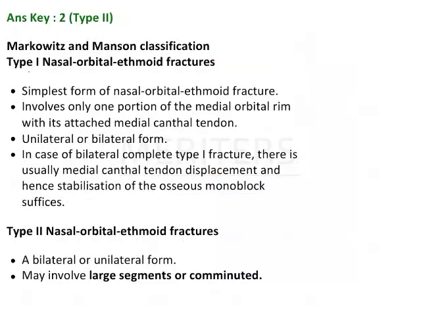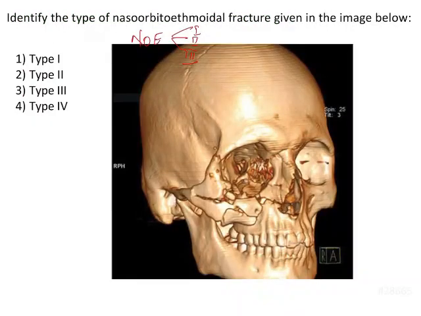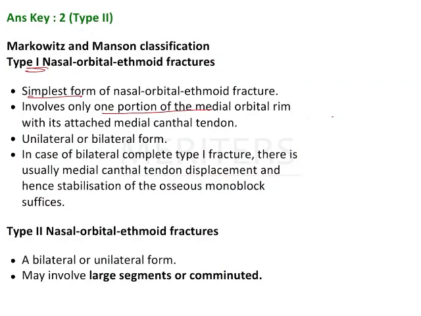So based on that, they classified type 1 into the simplest form. Simplest in the sense that it is a very simple fracture and involves only one portion of the medial orbital rim. If this is your medial orbital rim, only one fracture line would be seen, involving only one part of it.